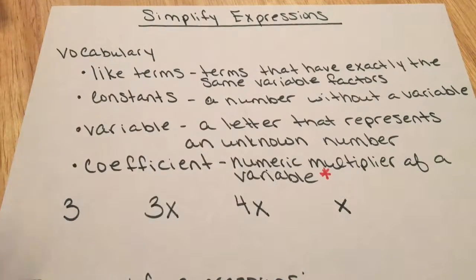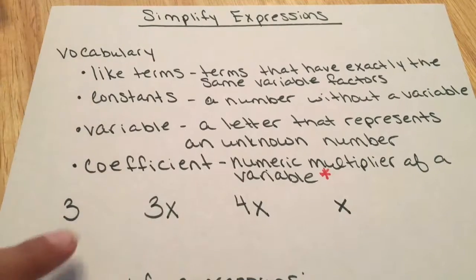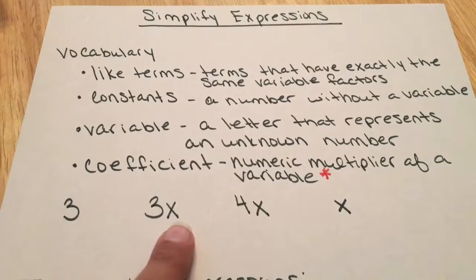The first one is like terms, and that definition is terms that have exactly the same variable factors. So for instance, down here in the bottom, 3x, 4x, and x are all like terms because they all have the same variable, x, x, x.